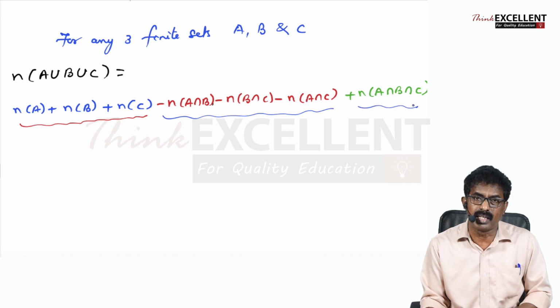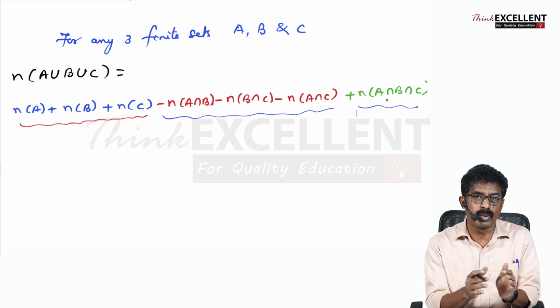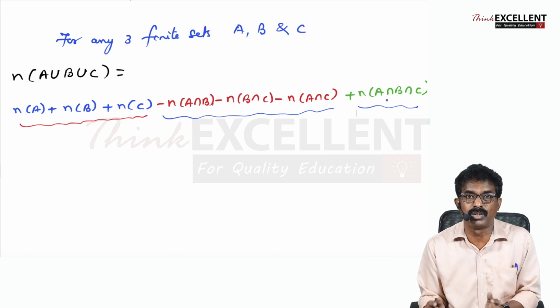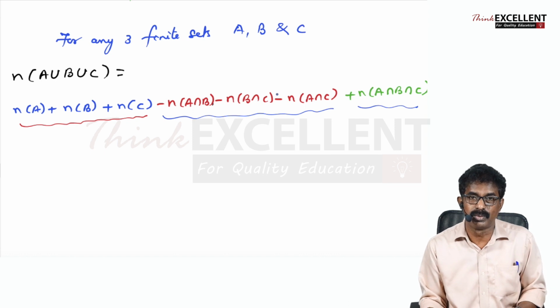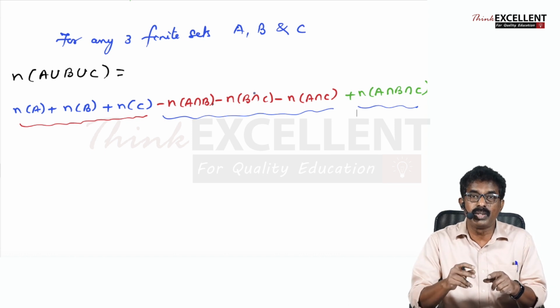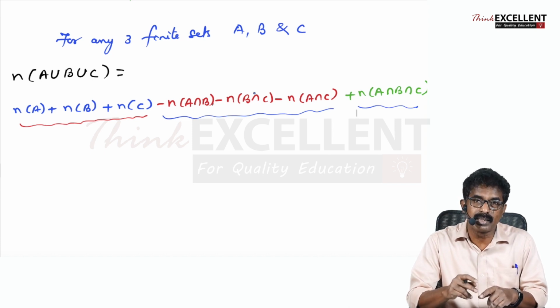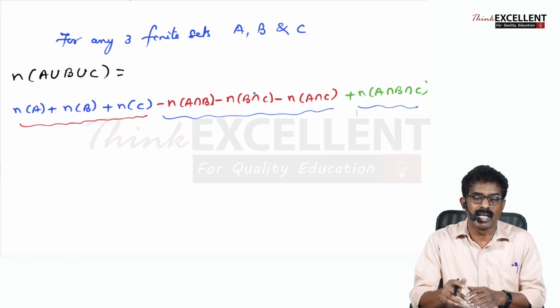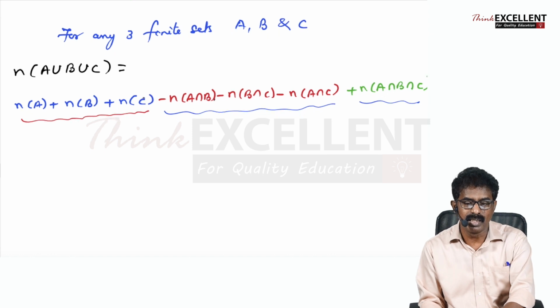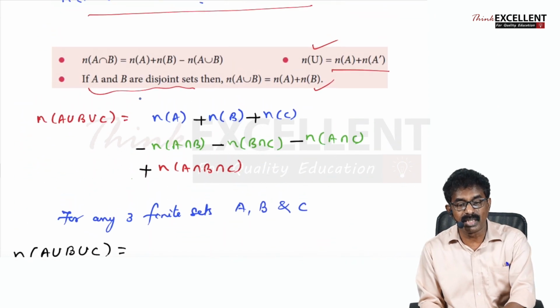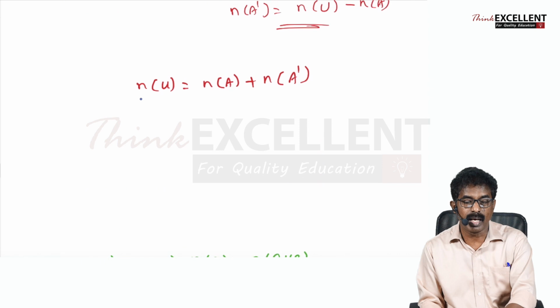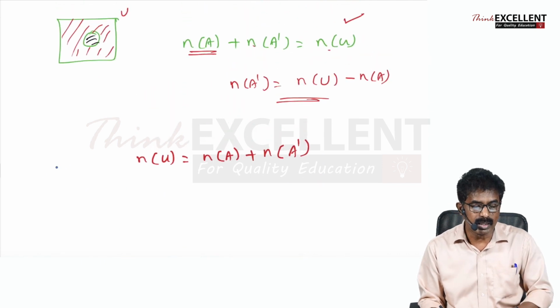Then take all the three. First one at a time positive, two at a time negative, three at a time again positive: N of A intersection B intersection C. Everywhere intersection only. So look at the formula. N of A union B union C is N of A plus N of B plus N of C, minus N of A intersection B, minus N of B intersection C, minus N of A intersection C, then plus N of A intersection B intersection C. Okay, they'll ask you to verify these. So these are very, very important. Today I am going to teach a few sums using this only.